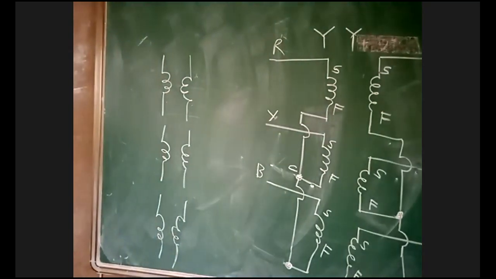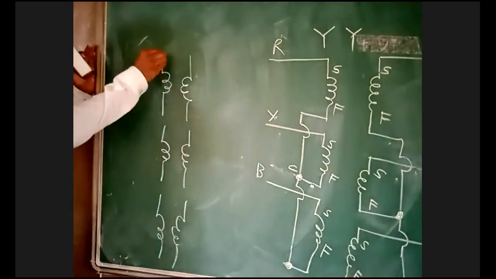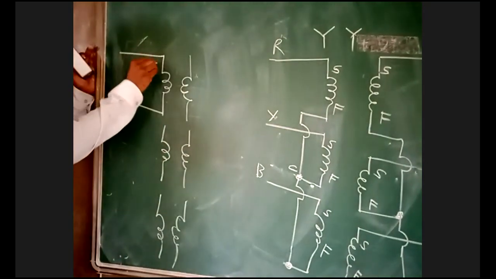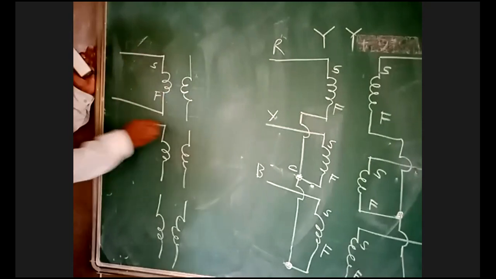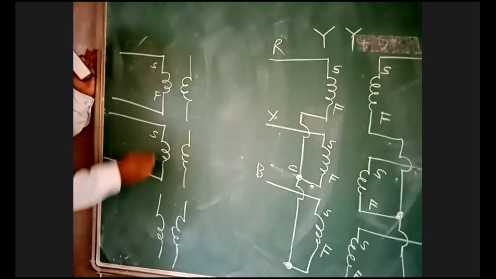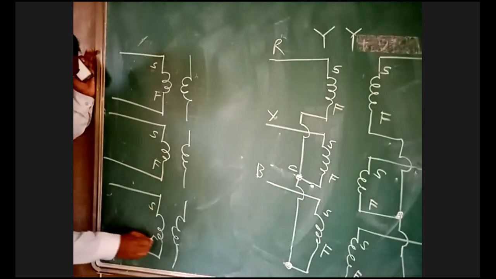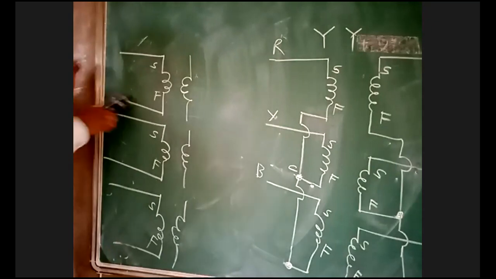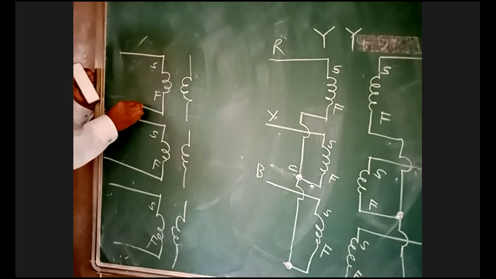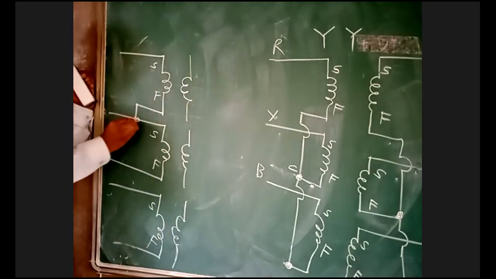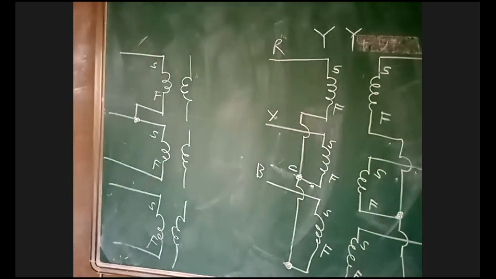I'll take 3 windings on the primary side and 3 windings on the secondary side. Each coil has a starting and a finishing end. Now see, the finishing of the first coil is connected to the starting of the second coil.